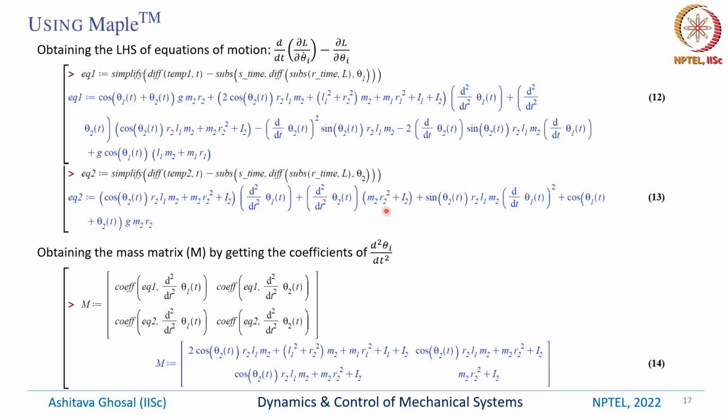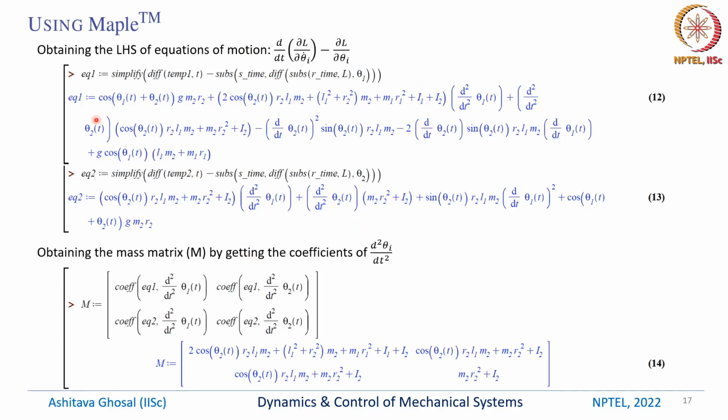So M2 R2 square plus I2, this is more or less okay. This is maybe the way you would write it by hand also. Maybe you would write it as I2 plus M2 R2 square, because this is the use of the parallel axis theorem. From the CG you are going to some other point.